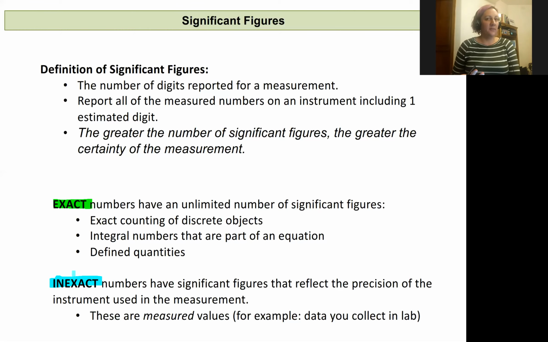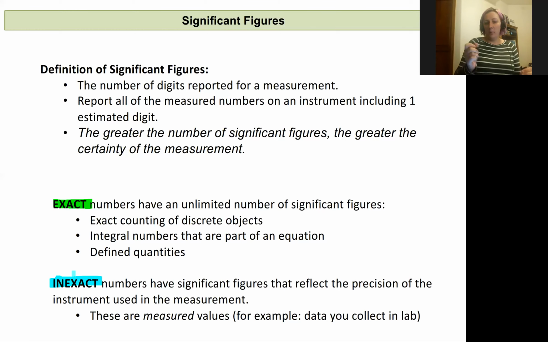And so examples of these would be counting objects. So I have 10 fingers and I can count them, and that's an exact number. I'm not going to be able to estimate that I have 10.1 fingers or 10.5 fingers. I could just say I have 10. Integral numbers that are also part of an equation are also going to be considered exact numbers, where we don't have to worry about the number of digits that are reported for them.